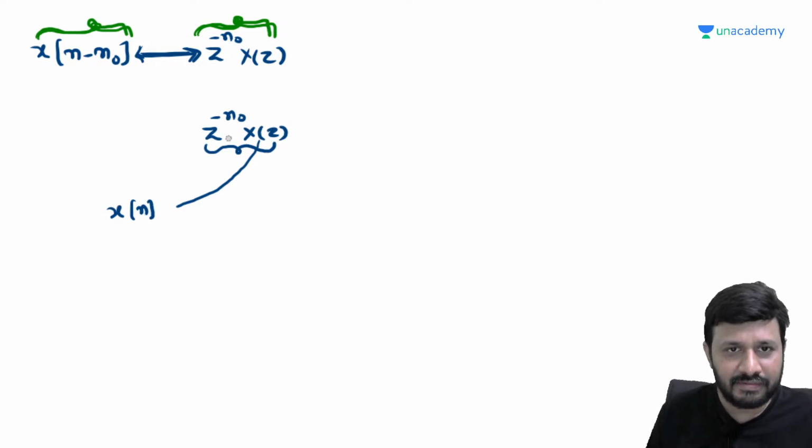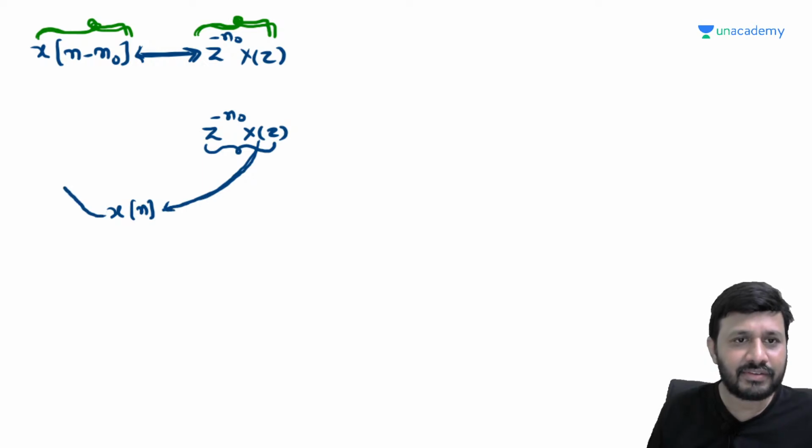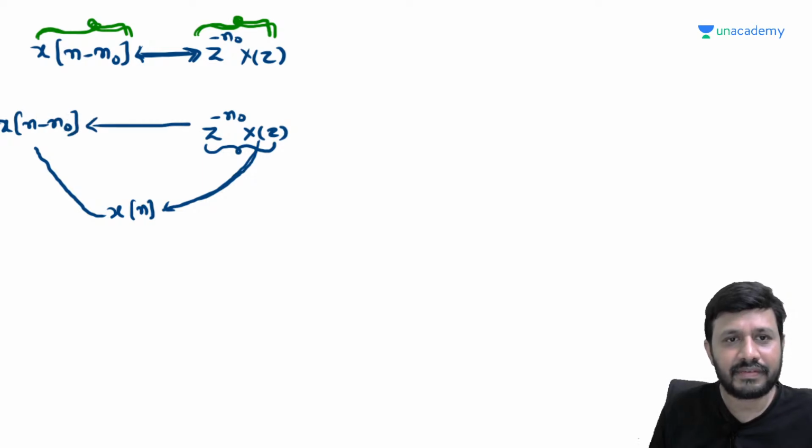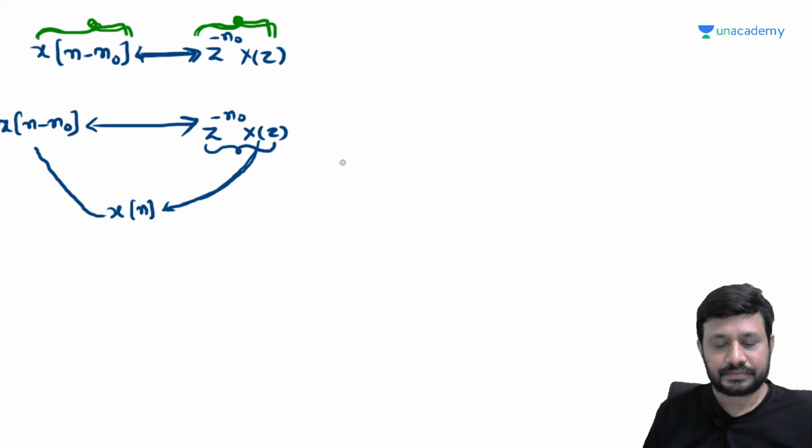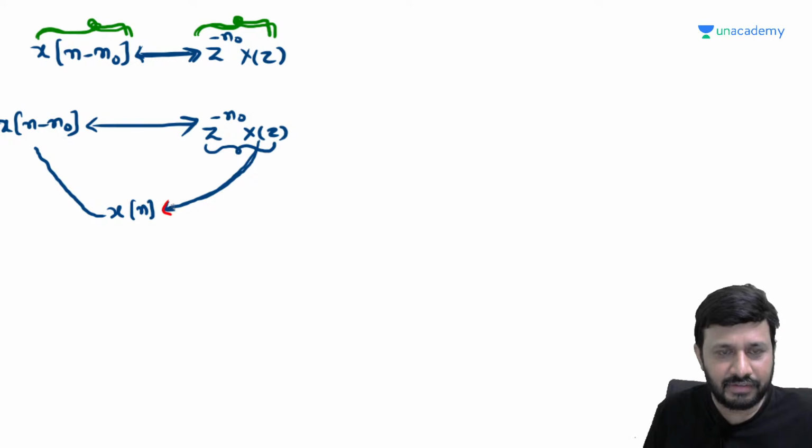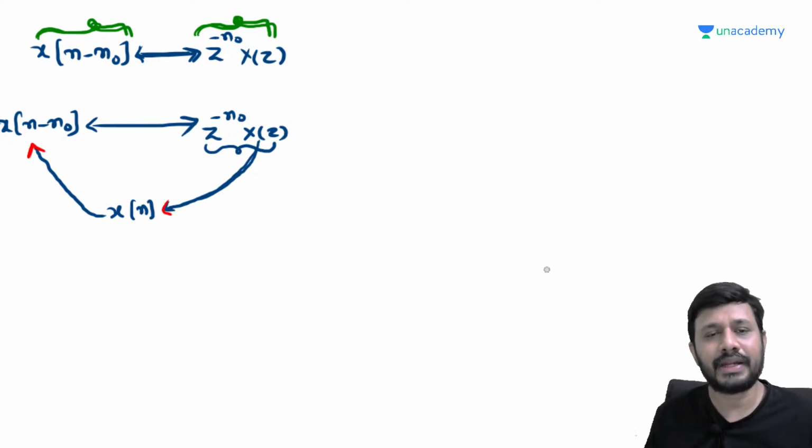If I want the inverse of z power minus n naught into x of z, corresponding to this x of z, get x of n first. In this x of n, wherever you have n, replace it with n minus n naught. Can I say this? Yes. Corresponding to this x of z, get x of n, its inverse first. In this inverse, wherever you have n, replace it with n minus n naught.